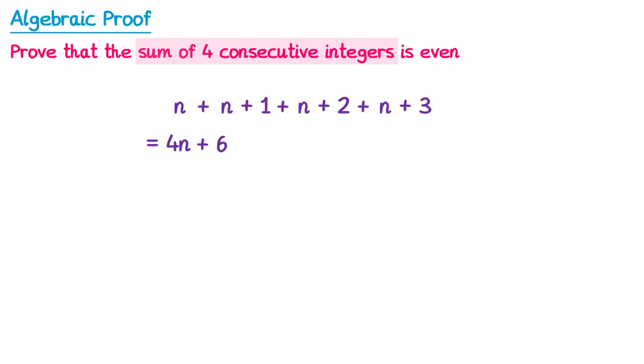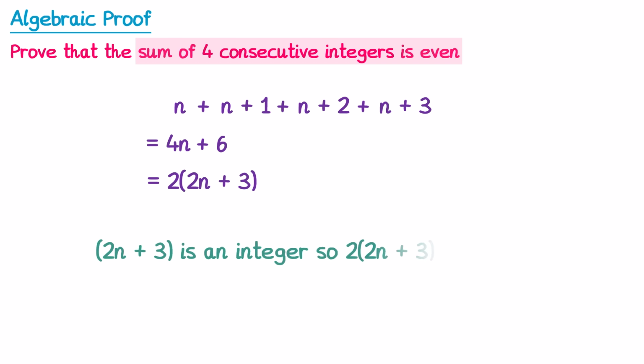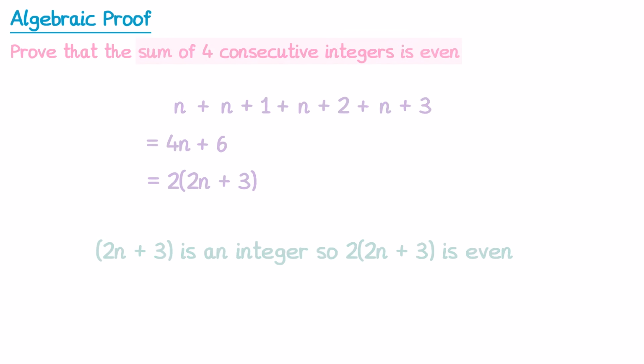In this question, we've been asked to show that this is even. To show it's even, we'll show it's a multiple of 2. So we can factorize out a 2 here, it's 2 lots of 2n plus 3. So we can now finish by saying that 2n plus 3 is an integer, so 2 lots of 2n plus 3 is even. Let's try a second example like this.